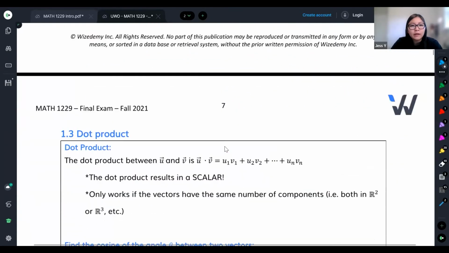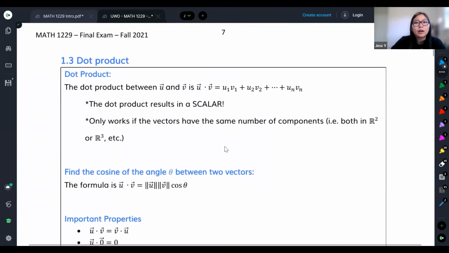Alrighty, moving on then. We have a dot product. So we talked about how to multiply a number with a vector. We talked about how to add and subtract vectors, find the length of vectors. Now we're going to be talking about how to multiply vectors. And there's 2 ways to multiply a vector. There's your dot product and there's your cross product. They do different things and they're very, very different, okay?